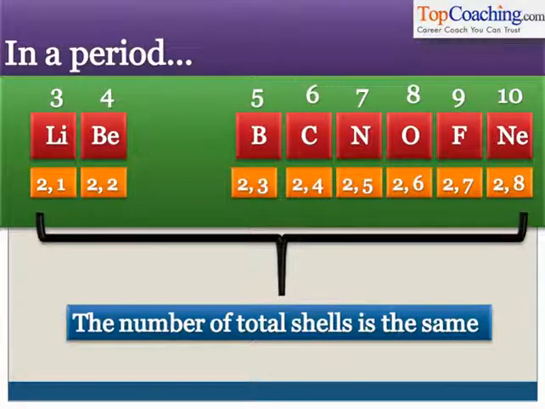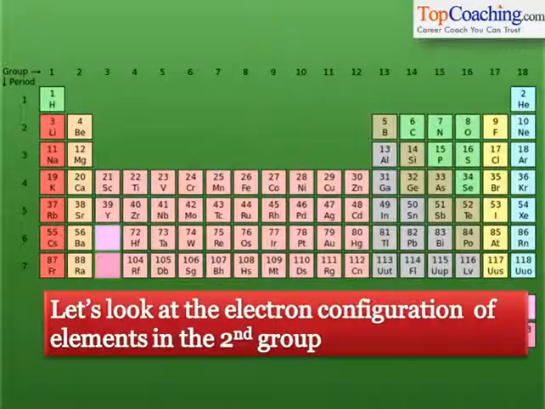Understood? So this is an important concept. Though the number of valence electrons keeps on increasing, though the atomic number keeps on increasing, the number of electron shells in the same period is one and the same. The electrons in the last shell keep getting added. They keep on increasing, but the total shells remain the same.